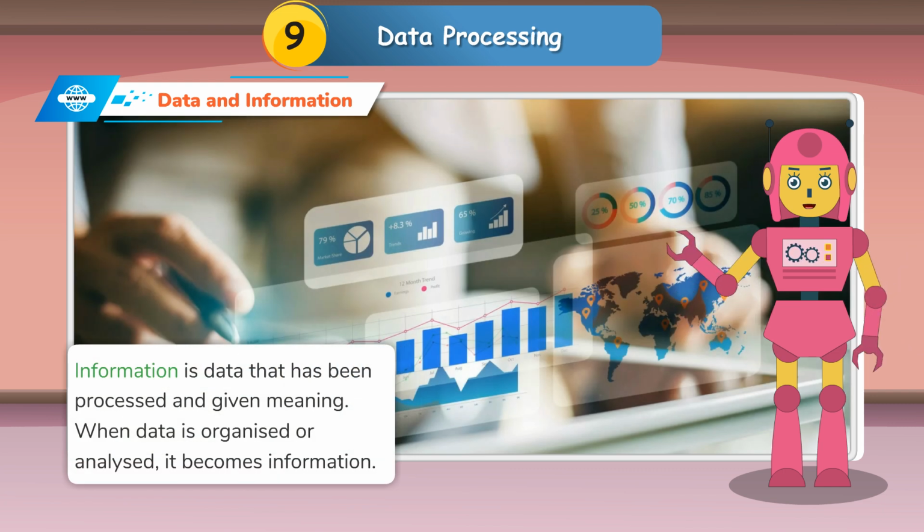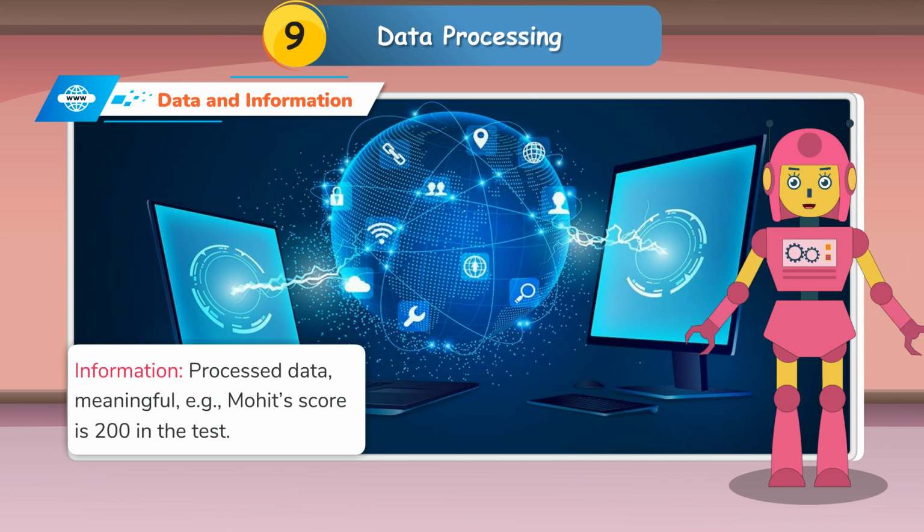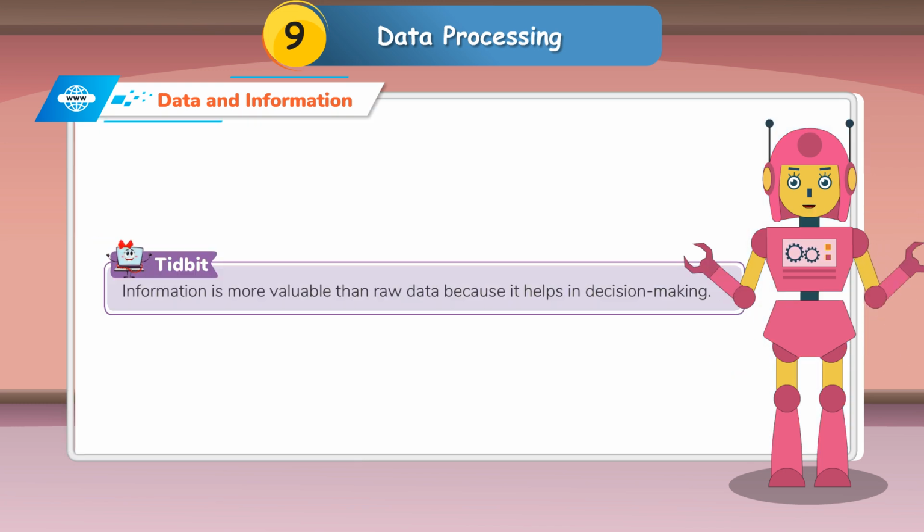Information is data that has been processed and given meaning. When data is organized or analyzed, it becomes information. For example, data, raw facts, unprocessed: 200, Mohit. Information, processed data, meaningful: Mohit's score is 200 in the test. Tidbit: information is more valuable than raw data because it helps in decision making.